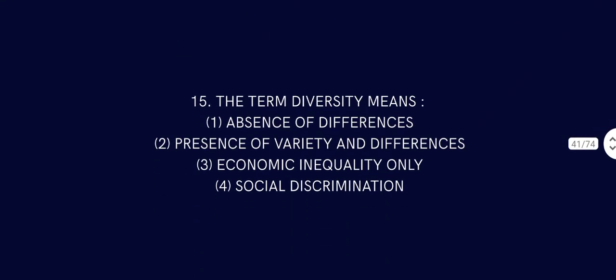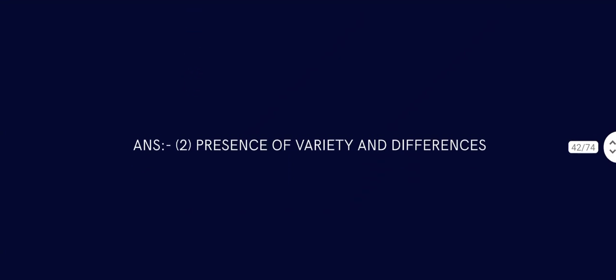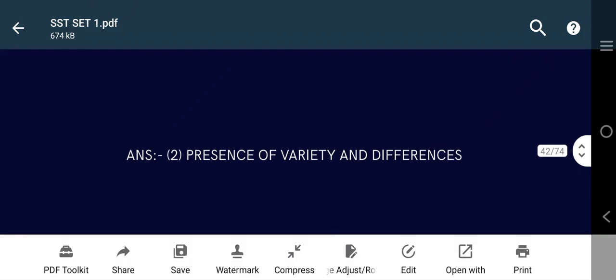Question number 15. The term diversity means absence of differences? No, absence of difference cannot form diversity. Presence of variety and differences, that is the form of diversity. Economic inequality only? Nope. Social discrimination? Also false. So the answer is presence of variety and differences. That is the main definition of diversity. So that is the answer.